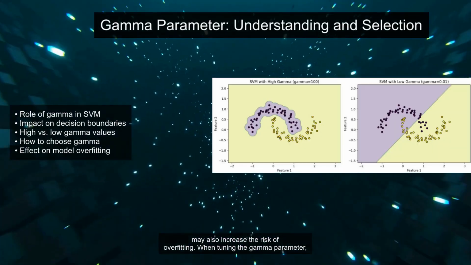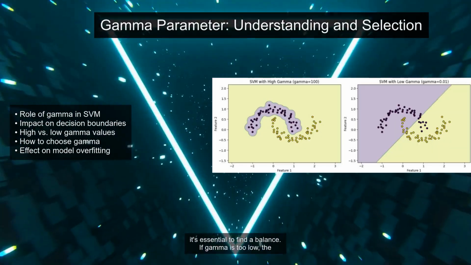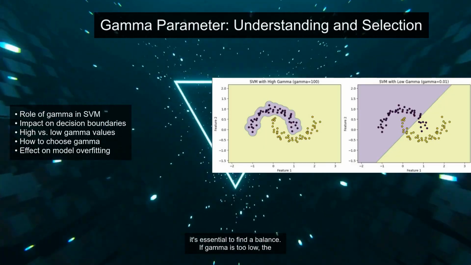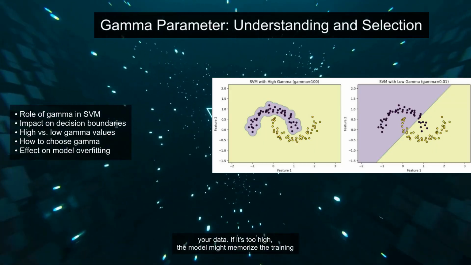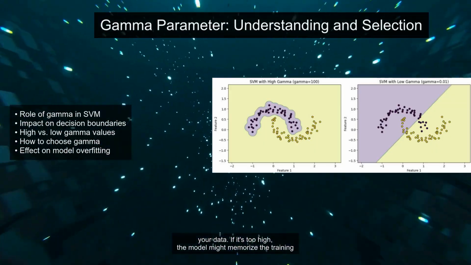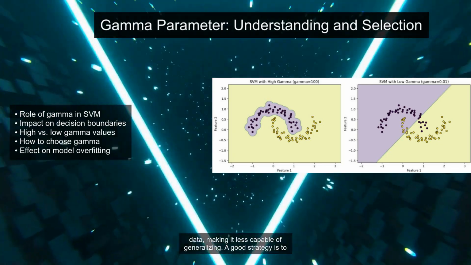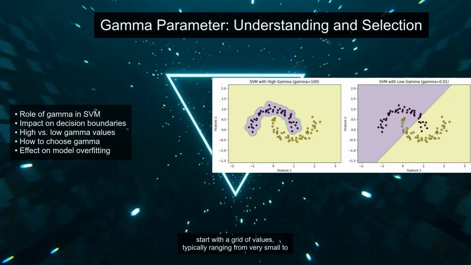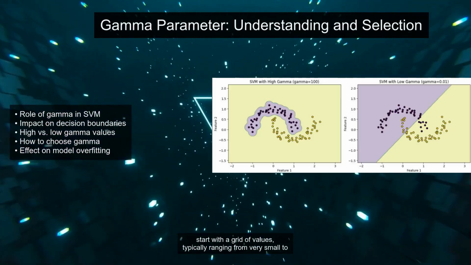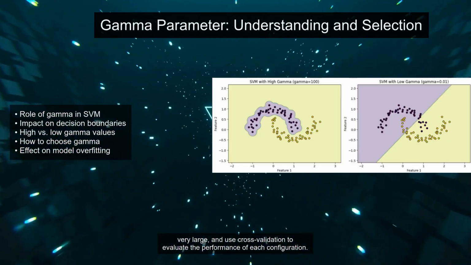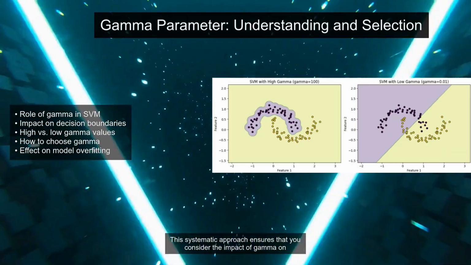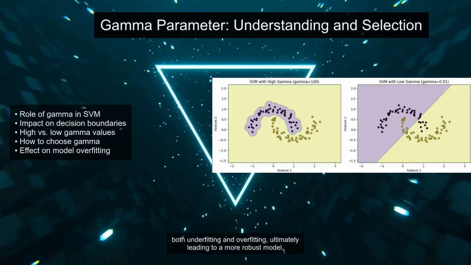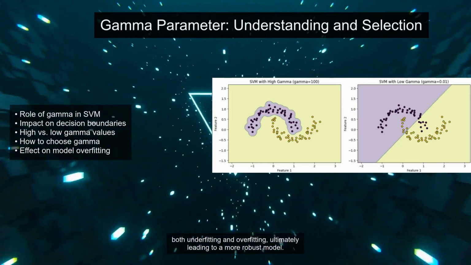When tuning the gamma parameter, it's essential to find a balance. If gamma is too low, the model may be overly simplistic and fail to capture the nuances in your data. If it's too high, the model might memorize the training data, making it less capable of generalizing. A good strategy is to start with a grid of values, typically ranging from very small to very large, and use cross-validation to evaluate the performance of each configuration. This systematic approach ensures that you consider the impact of gamma on both underfitting and overfitting, ultimately leading to a more robust model.